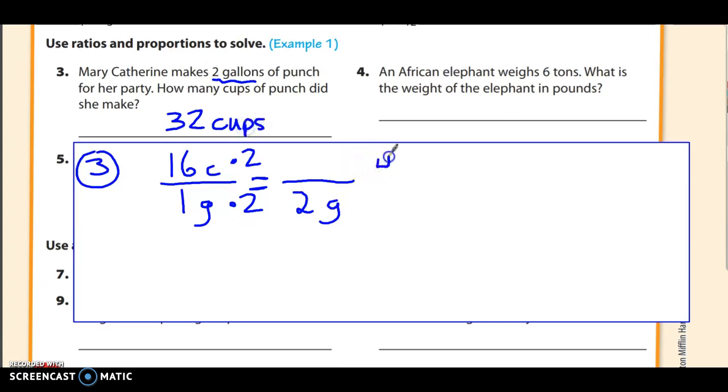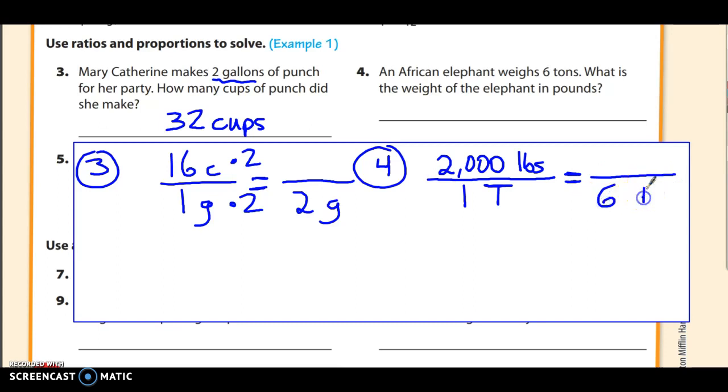Number 4. An African elephant weighs 6 tons. What is the weight of this elephant in pounds? So we go back to our conversion, and we learn that 2,000 pounds is 1 ton. And when we reread the question, it says an African elephant weighs 6 tons. So I'm going to write equals. I'm going to put 6 tons here. And then I'm going to say, how do I get from 1 ton to 6 tons? I multiply by 6. So you multiply 2,000 by 6 and you get 12,000. The answer is 12,000 pounds.